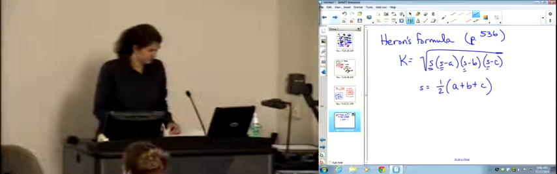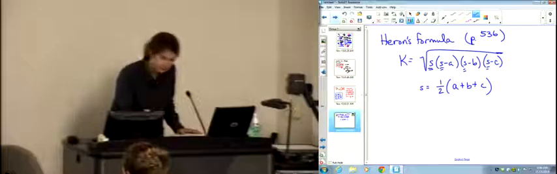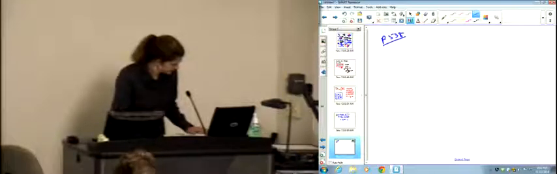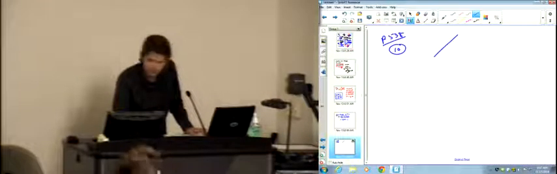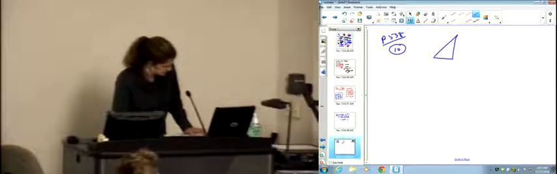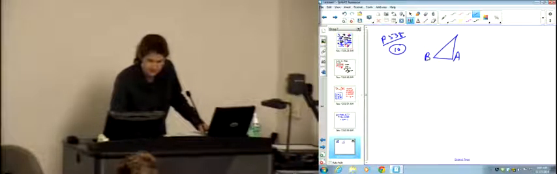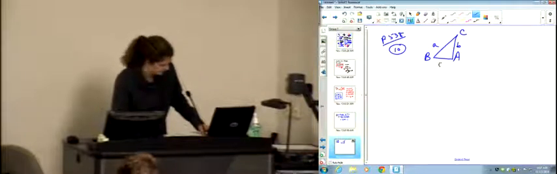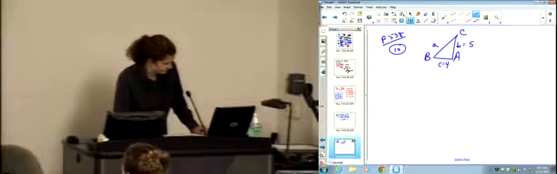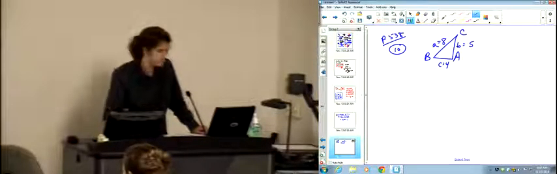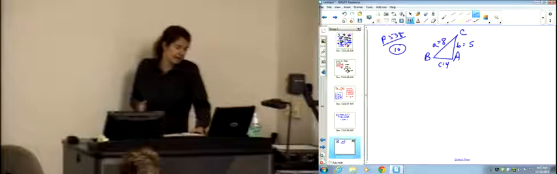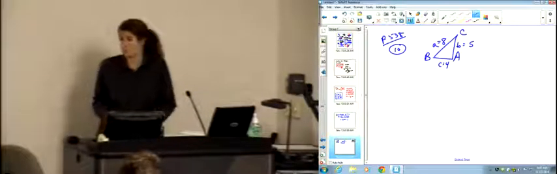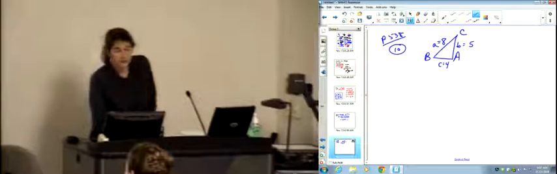Let's try the formula. Let's go back on page 538. This one's number 10 on that page, and they've got it drawn kind of like this. A, B, C. They don't always put all the labels on as far as A, B, and C. I think it's probably more helpful to you to go ahead and do that. So in this problem, in the textbook, they had labeled the angles. I went ahead and labeled the sides accordingly. Okay. We want to find the area.